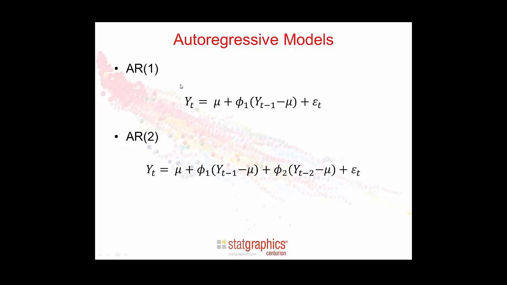So an autoregressive model of first order basically regresses the data at time t on the data at time t minus 1. An AR2 model, on the other hand, regresses the observation at time t on the data 1 time period back and also 2 time periods back.